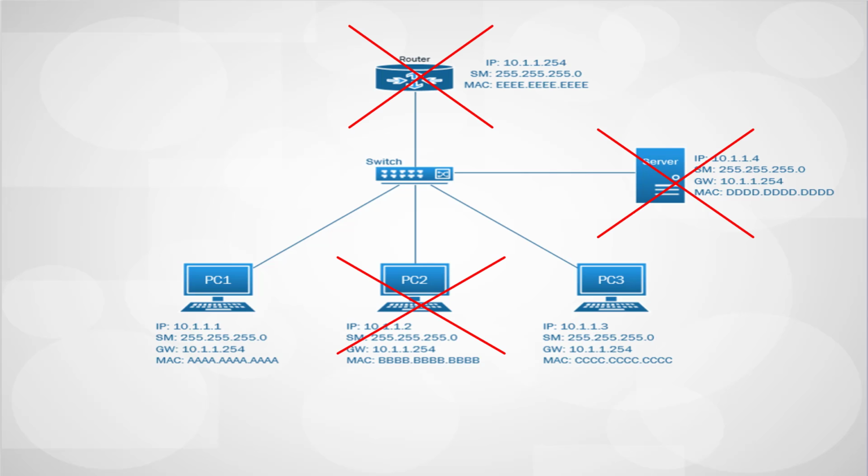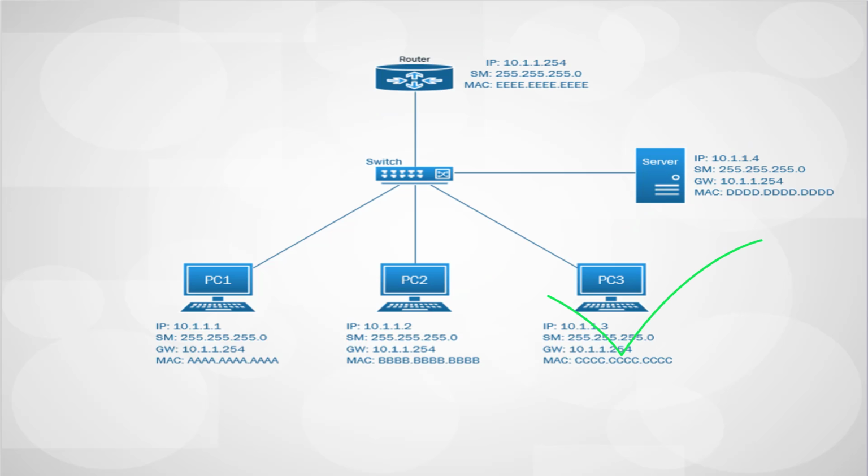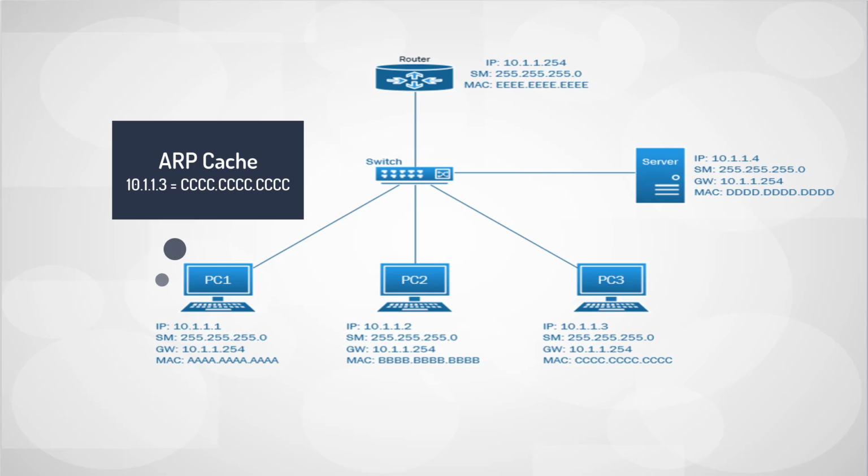However, when PC3 gets it and he says, hey, somebody's looking for 10.1.1.3, that's me, he will simply respond with a unicast, which means he's not going to be sending a broadcast back. He's going to send it straight to PC1 because now he has PC1's MAC address. So he's going to say, hey, that's me. PC1's going to say, okay, great, I have 10.1.1.3. I now have your MAC address. Let's talk. And at this point, PC1 adds PC3 into its ARP cache.